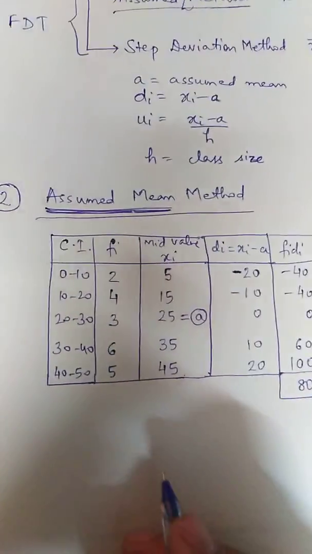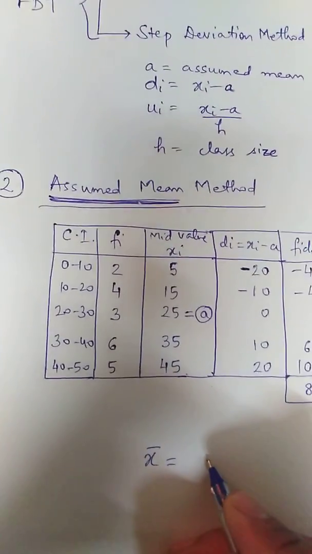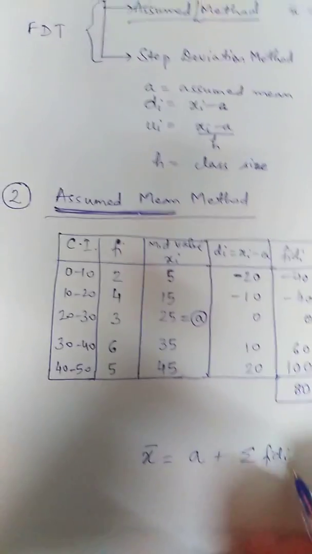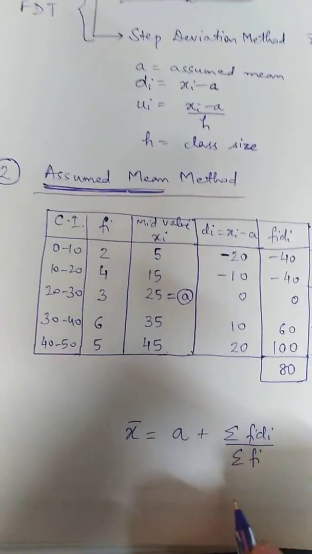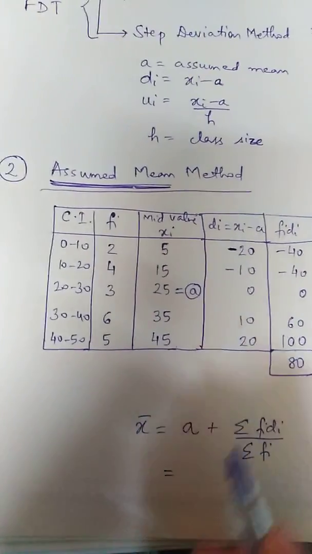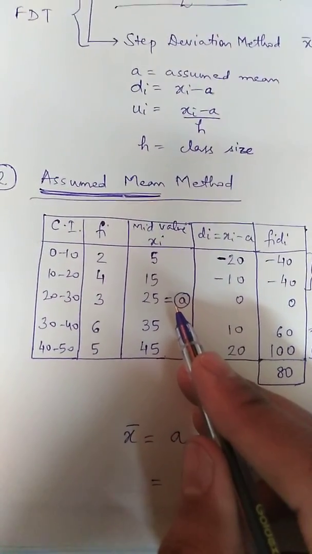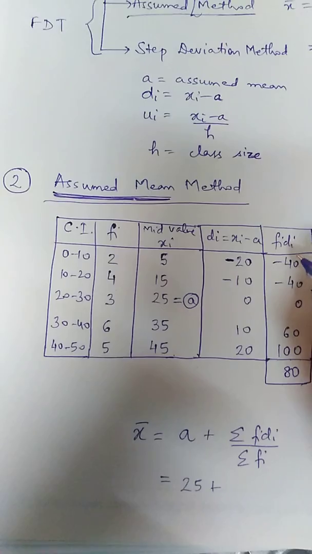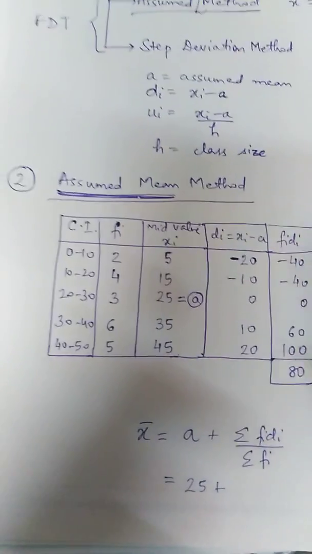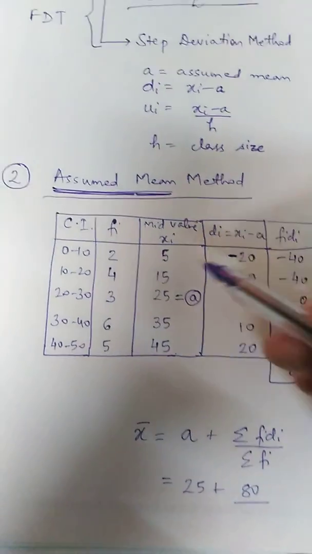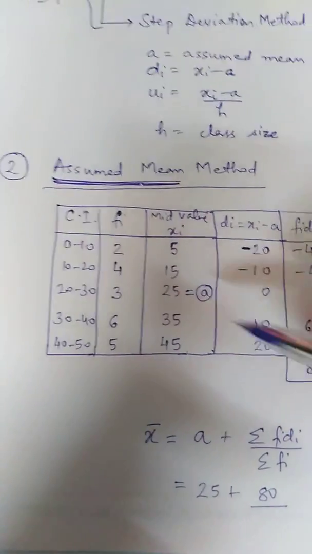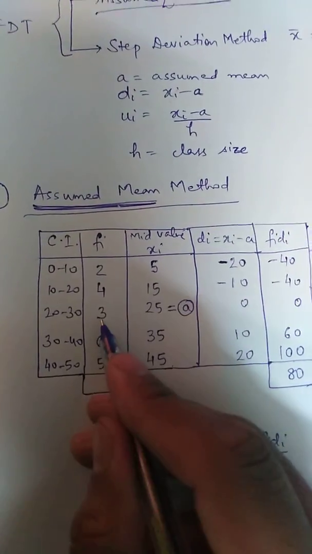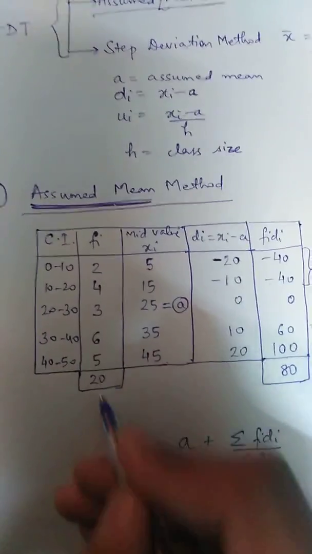Now coming to find the mean, the formula is mean is equal to A plus sigma fi di upon sigma fi. So A we have taken as the assumed mean, 25. So A is 25 plus sigma fi di. Let's see this sigma fi di. It is 80 upon sigma fi, which is the sum of all the frequencies. Let's count it. 2 plus 4 is 6, 6 plus 3 is 9, 9 plus 6 is 15, 15 plus 5 is 20.